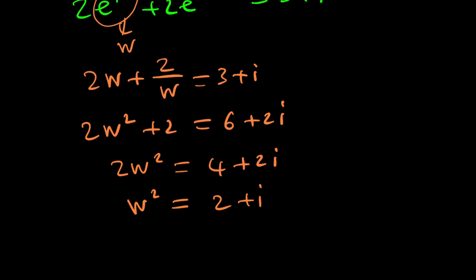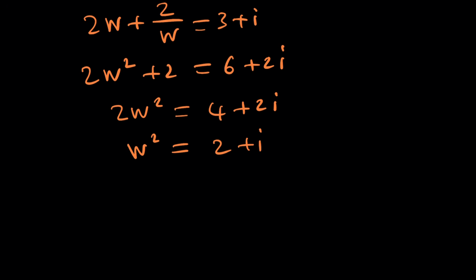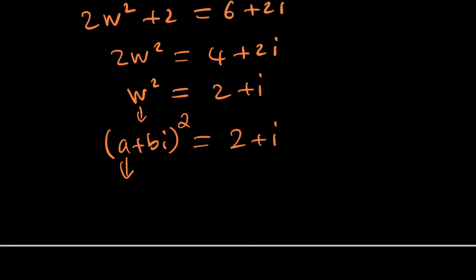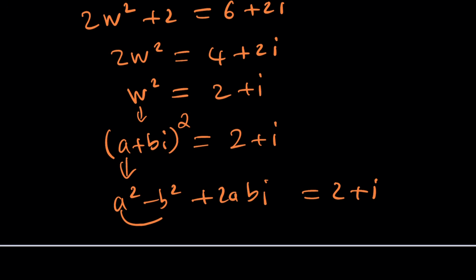So now we do need to find which number squared is equal to 2 plus i. Of course, there's a couple ways to do it. There's a formula. If you don't want to memorize it, I don't. You can go ahead and replace w with a plus bi. Yay, it's the name of this channel. And then square it and set it equal to 2 plus i. From here, you'll get a squared minus b squared plus 2abi equals 2 plus i. This gives you 2, this gives you 1, ab is 1/2, solve the system, so on and so forth.